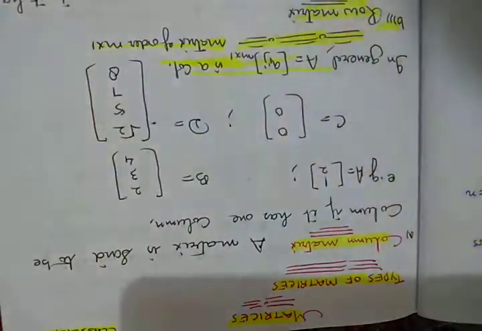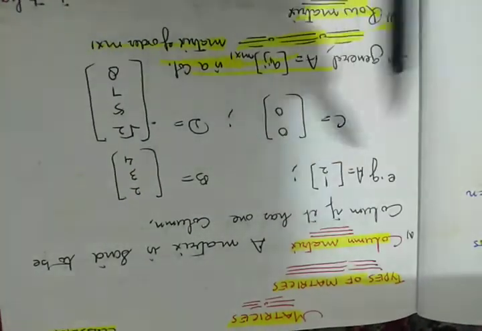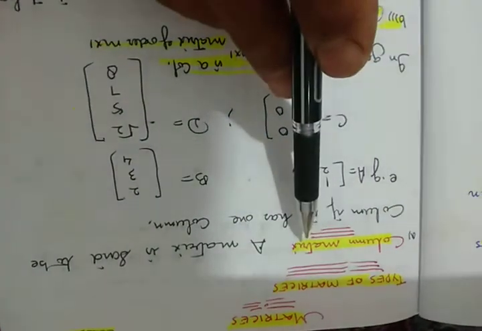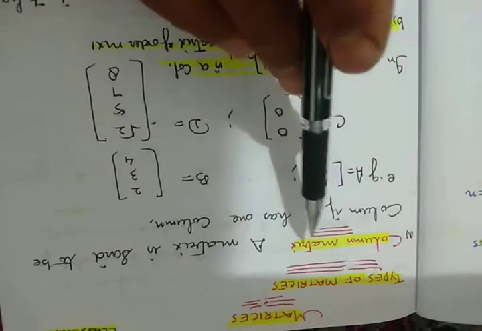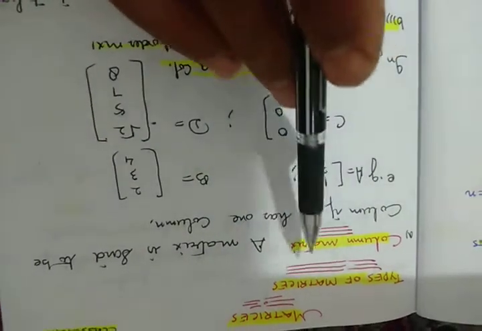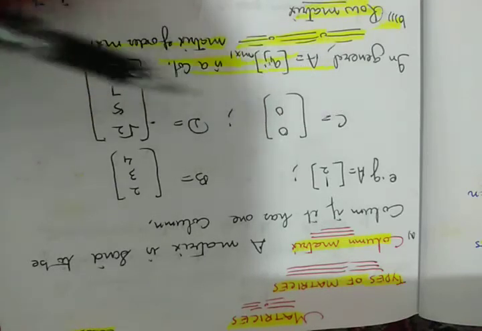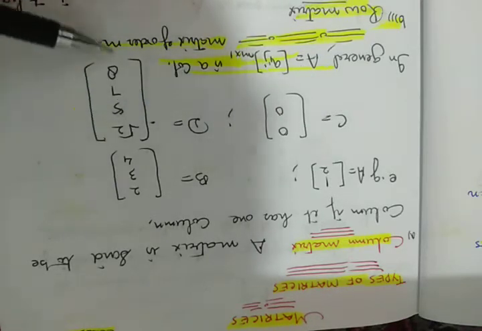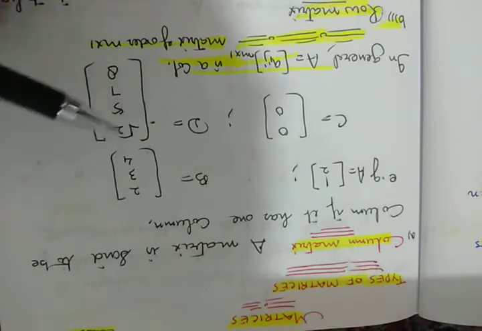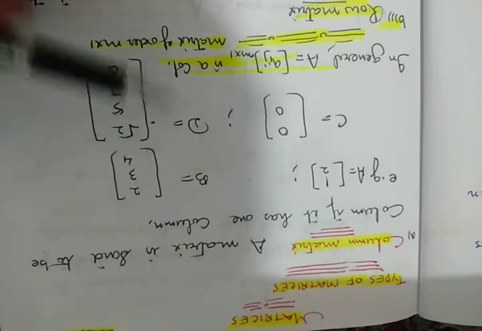Today we are doing matrices once again, but now we will do types of matrices. The first type is the column matrix, which in simple terms is a matrix with only one column. For example, A has one column, B has one column, C has one column, D has only a single column. So this is called the column matrix, where only one column is there.